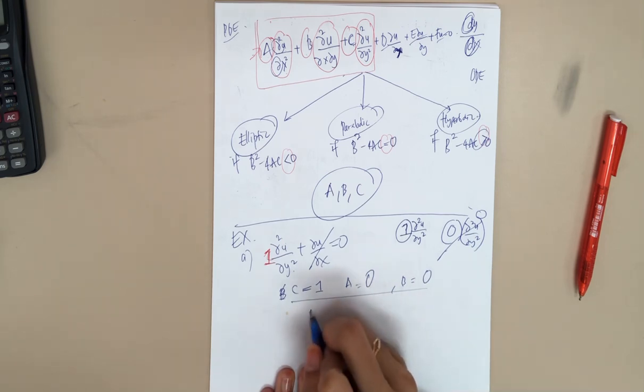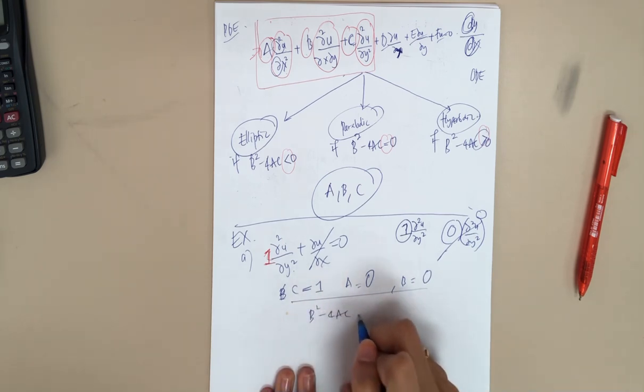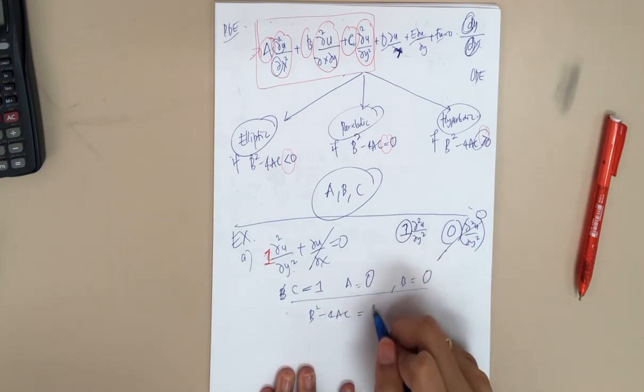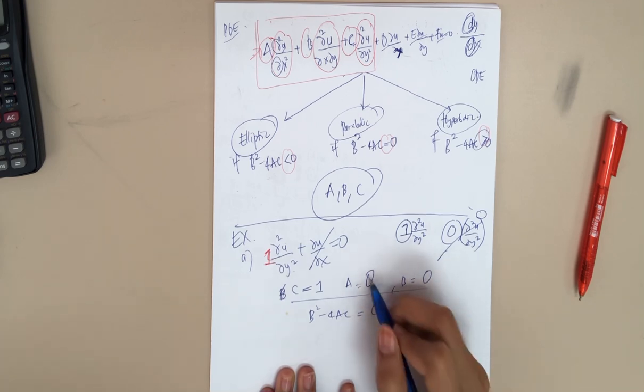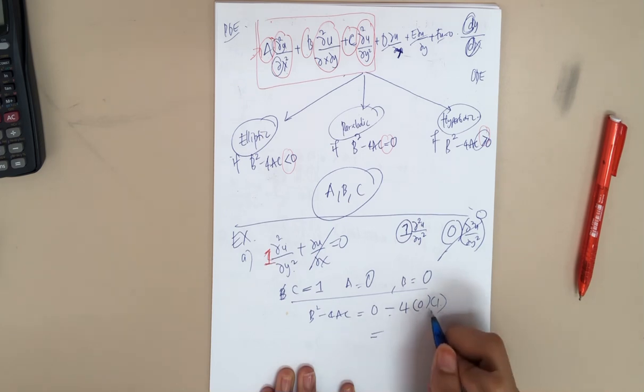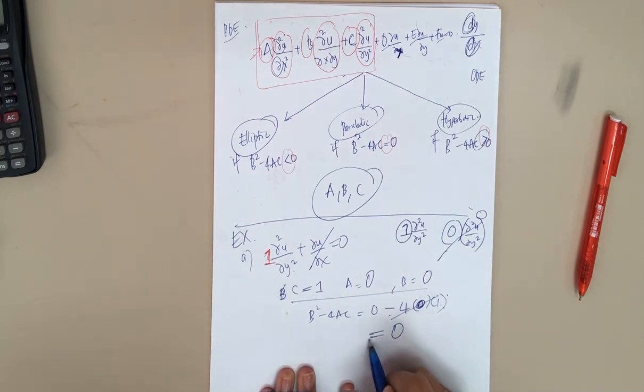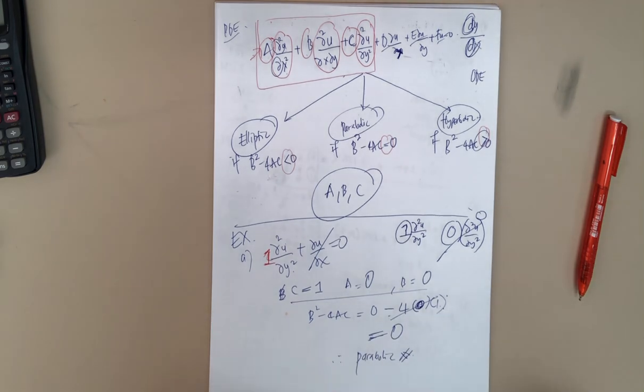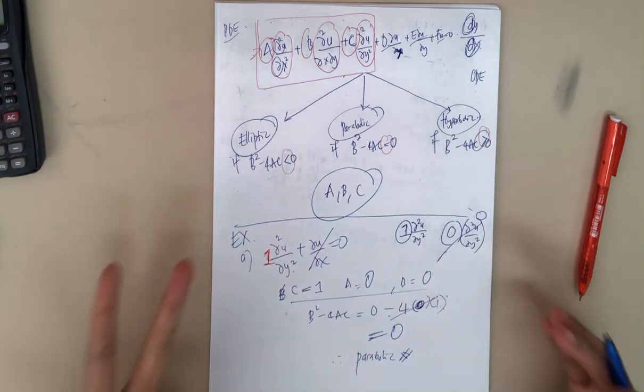Now substitute into the formula. B square is 0, minus 4 times A, which is 0, times C, which is 1. Negative 4 times 0 times 1 is 0. So everything is 0. When it's equal to 0, therefore this equation is a parabolic PDE. So this is how we find it.